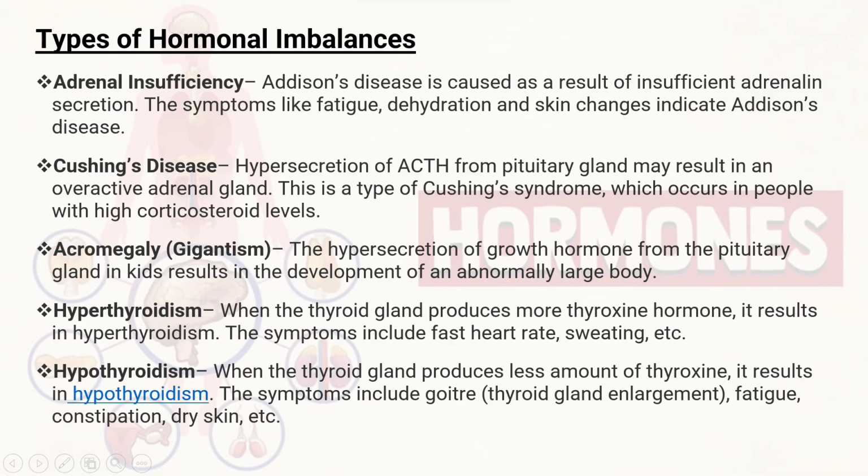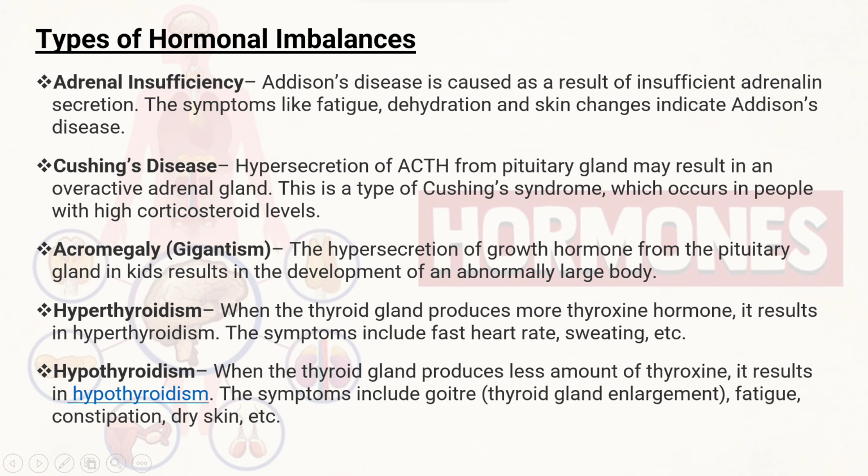Types of hormonal imbalances. 1. Adrenal insufficiency. Addison's disease is caused as a result of insufficient adrenaline secretion. Symptoms like fatigue, dehydration, and skin changes indicate Addison's disease.